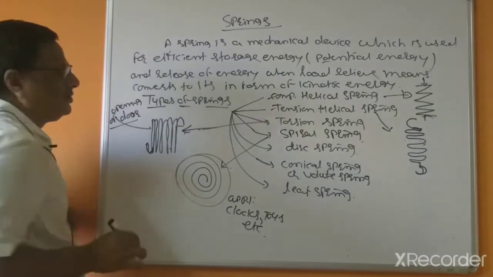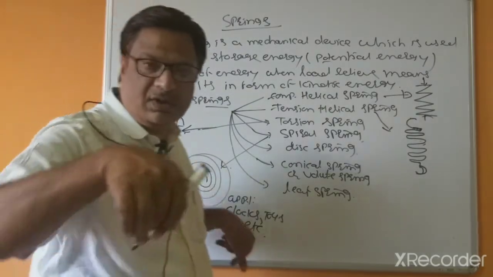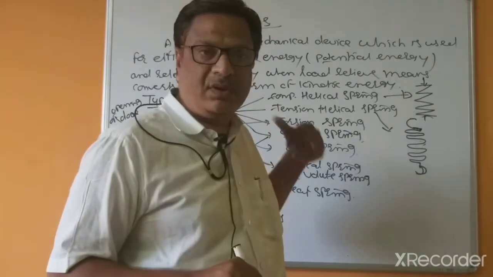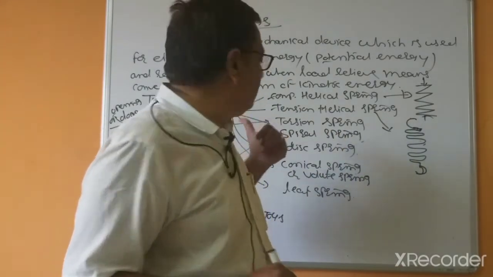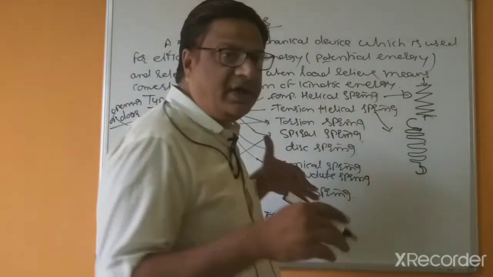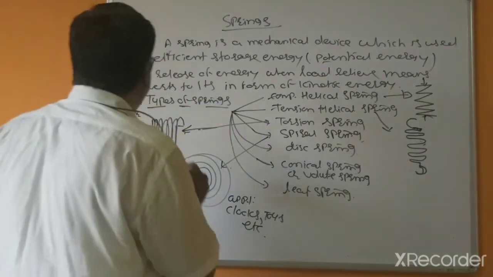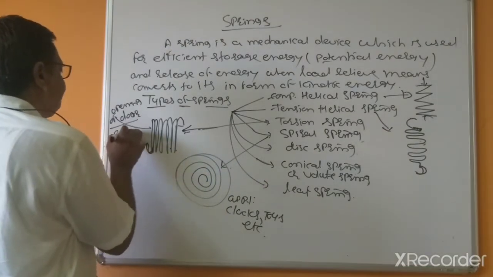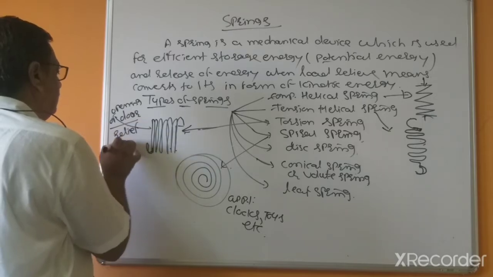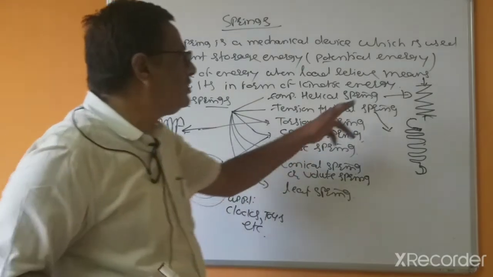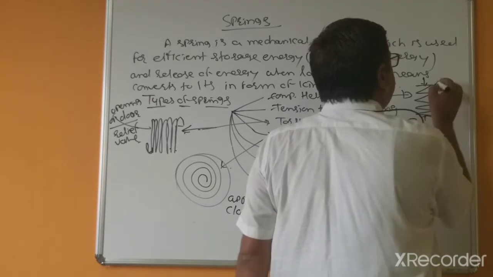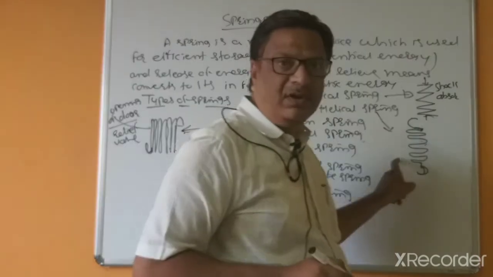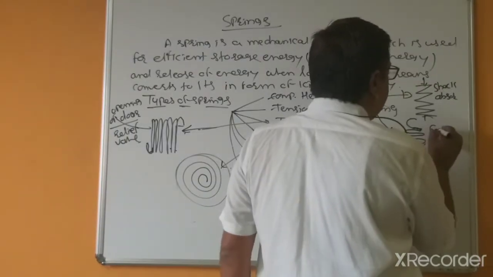Torsion springs are used for operating brakes and clutches, or for releasing of some valves, such as a relief valve. And compression springs are used for shock absorption, and this one is for force measurement.